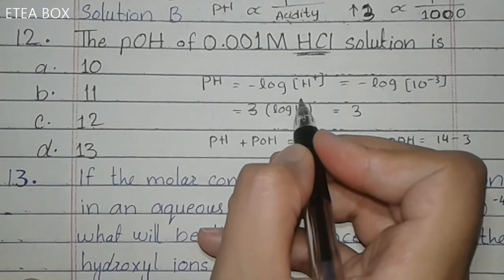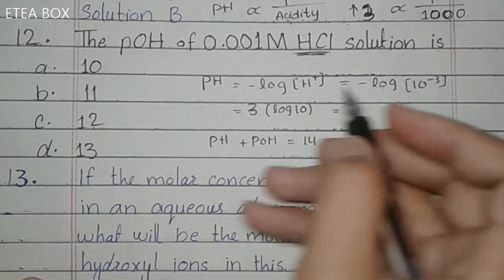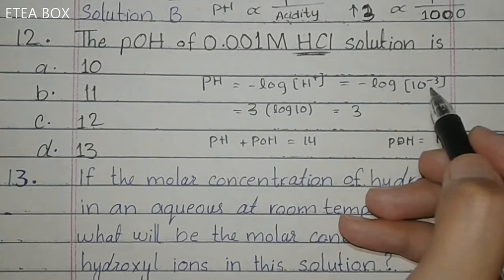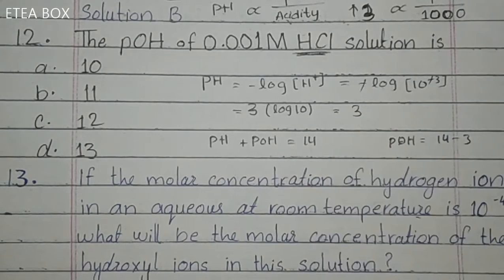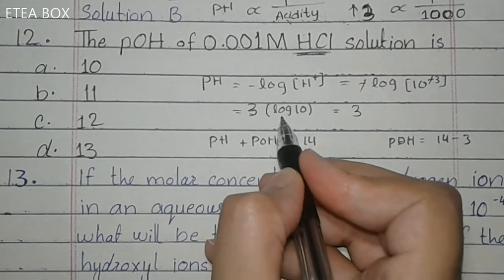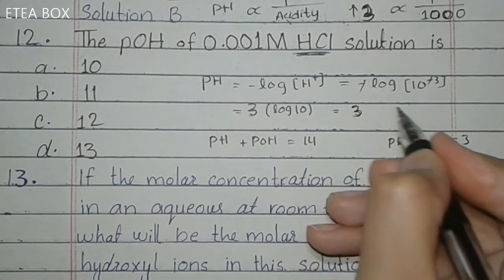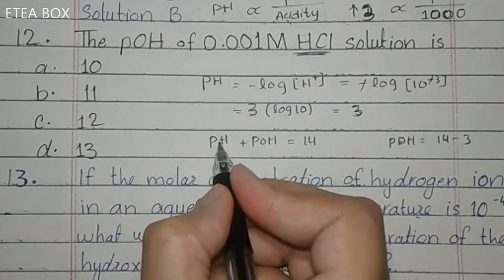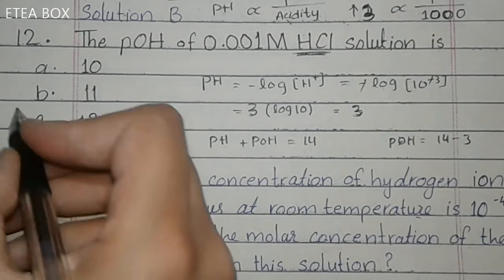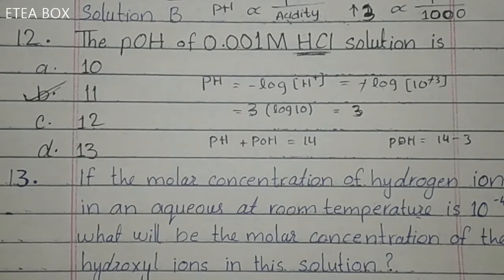pH is equal to negative log of hydrogen ion concentration. So here hydrogen ion can be written like 10 power minus 3, okay. Now this minus will cancel this one, it will be 3, the power will come with log. Now log 10 is equal to 1, so the pH will be equal to 3. Now we know that pH plus pOH is equal to 14, so pOH is equal to 14 minus 3, which gives 11. So here the pOH is 11.